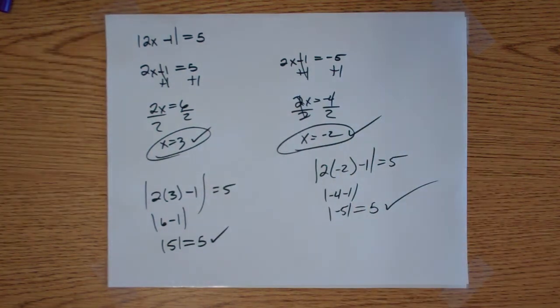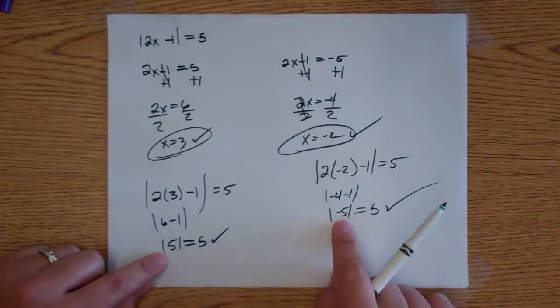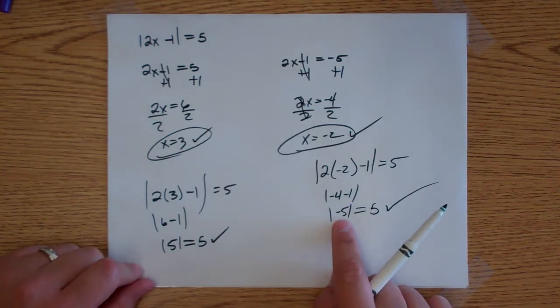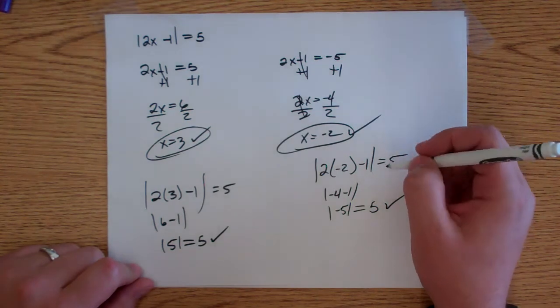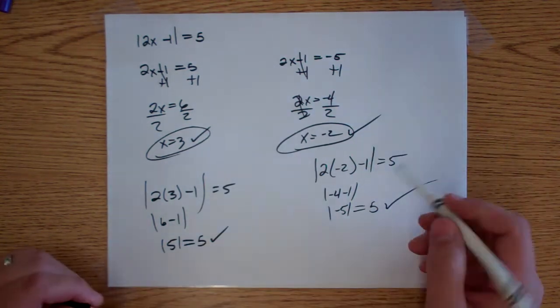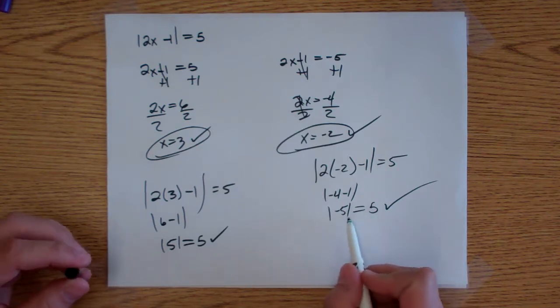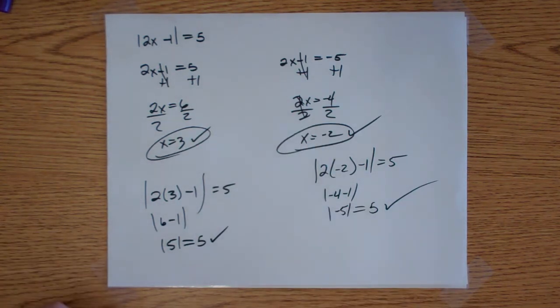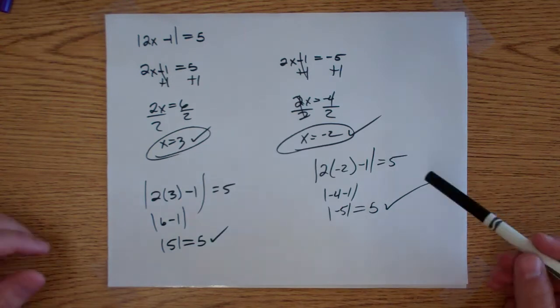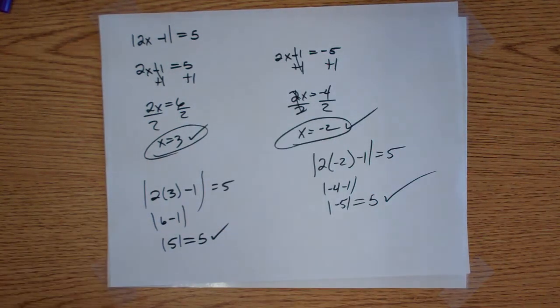So x equals -2 checks out. Say this one had come out to something different, and it didn't work. That means that x equals -2 would be an extraneous solution because it didn't work in your original equation.